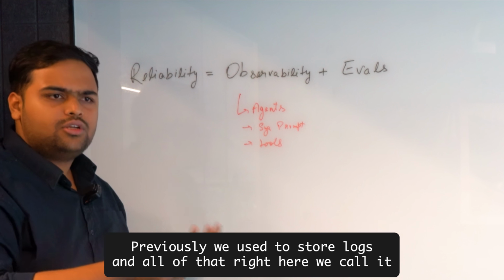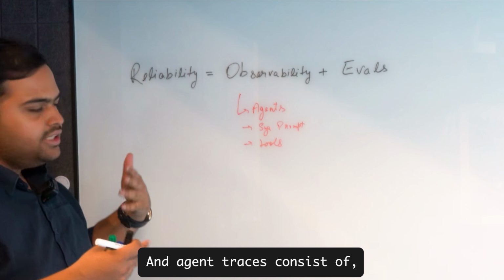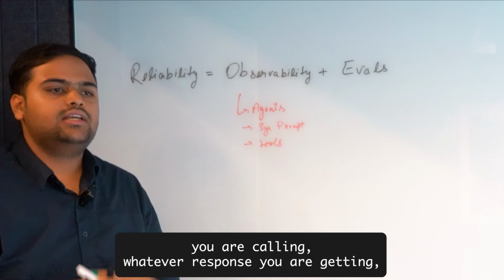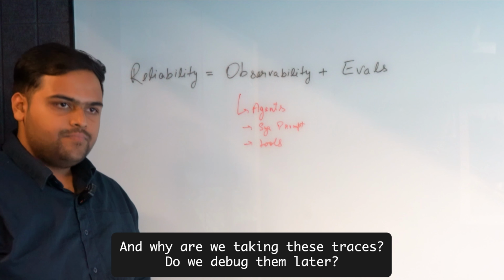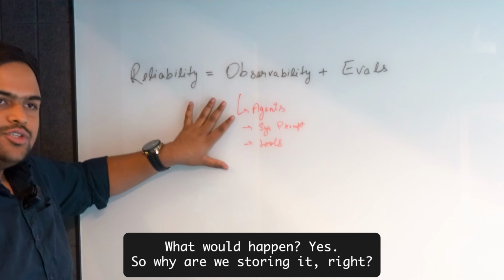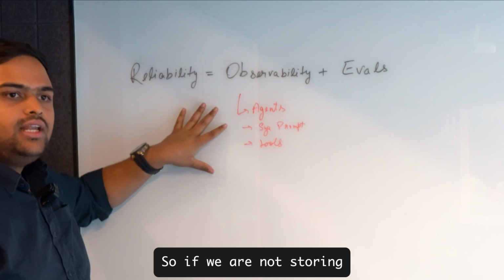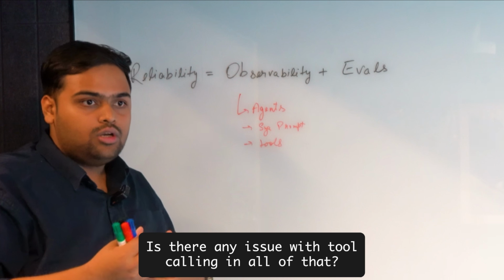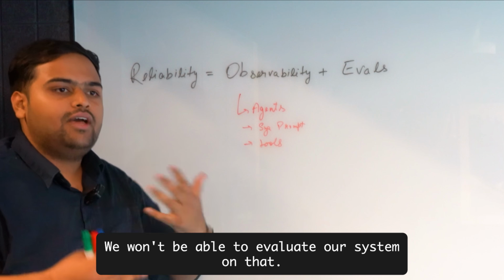Previously, we used to store logs and all of that, right? Here we call it agent traces. So we are storing agent traces, and agent traces consist of changes in your system prompt, whatever tools you are calling, whatever response you are getting, whatever decision the LLM is making based on the tool response. And why are we taking these traces? Do we debug them later, or make metrics out of them? Why are we storing it? The point of storing all this is to evaluate them, right? If we are not storing what decision making the LLM is doing, what tools are being called, whether there is any issue with tool calling, then we won't be able to do evals. We won't be able to evaluate our system on that.